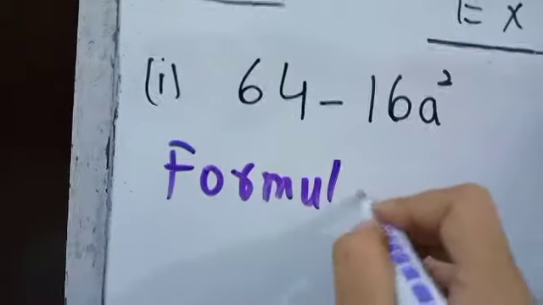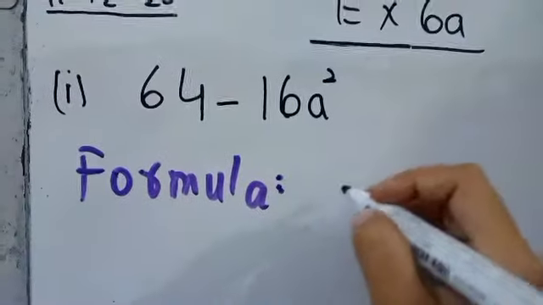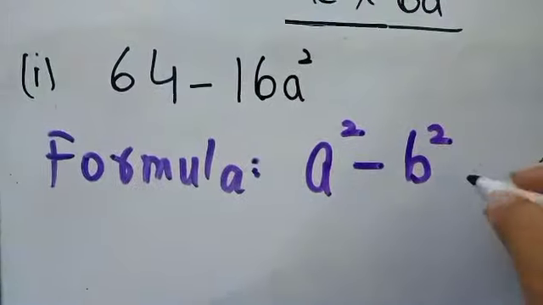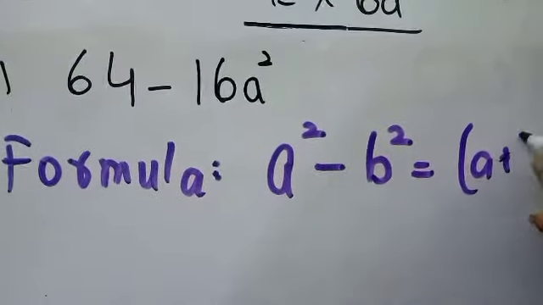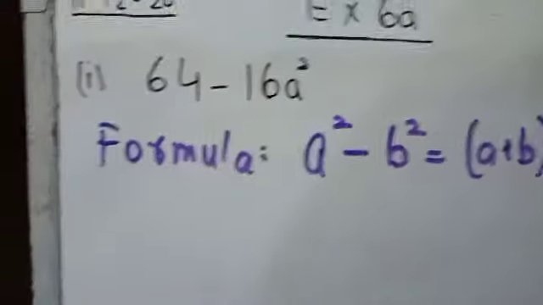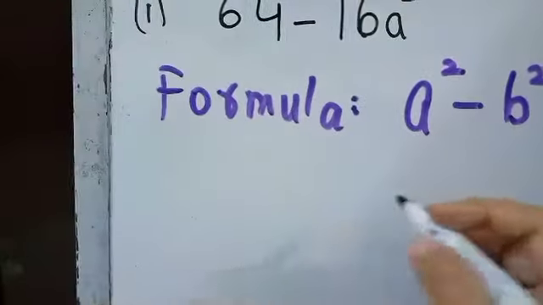Okay, so let's see which formula you will apply. What was the formula? You have to learn these formulas. I'm saying again and again, you have to learn these formulas. I will apply the a square minus b square formula, which is equal to (a plus b), the product of the first term and the second term, (a minus b).